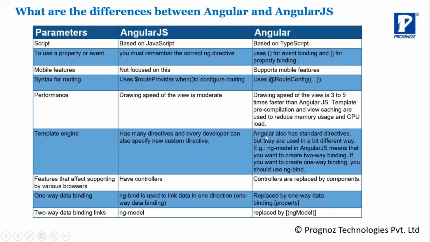But Angular has standard directives, for example to bind the data or for different types of binding, and how to implement them. That is available in Angular. Here we can create some custom directives, and there were some predefined directives also, so that we can implement it. But in Angular only, we can use ngModel to bind the data. Then there is a concept of supporting different types of features in the browser.